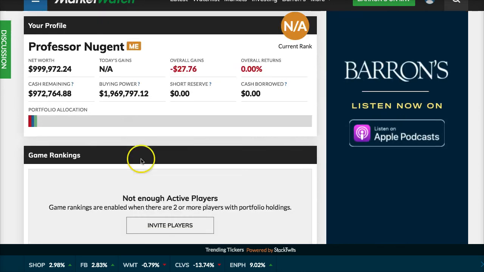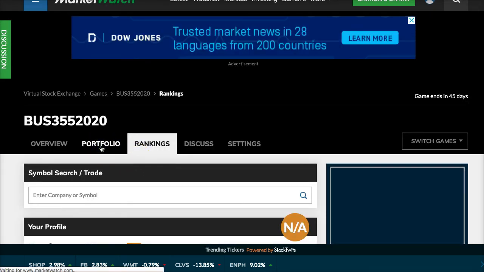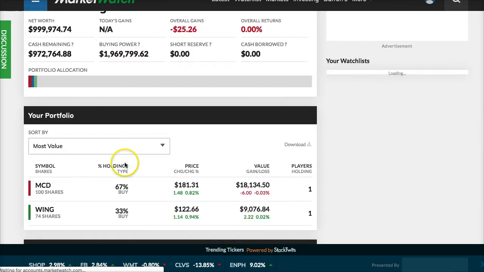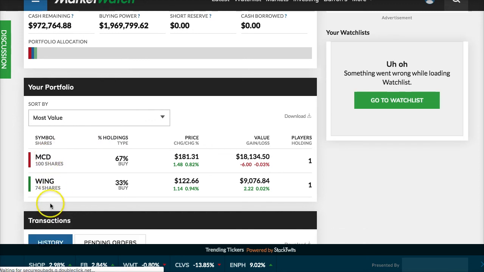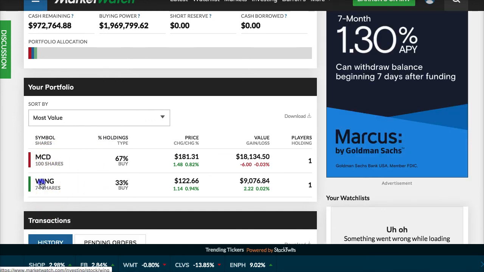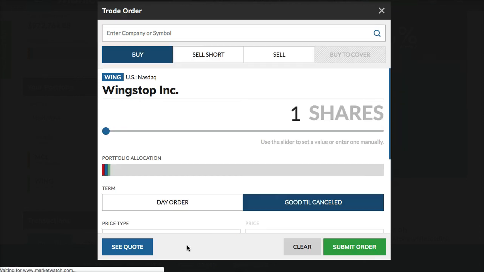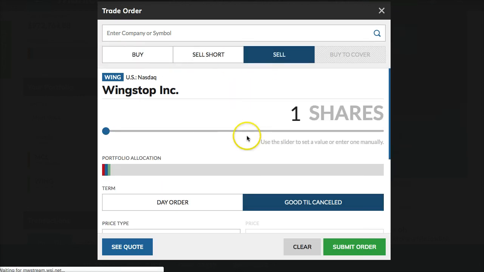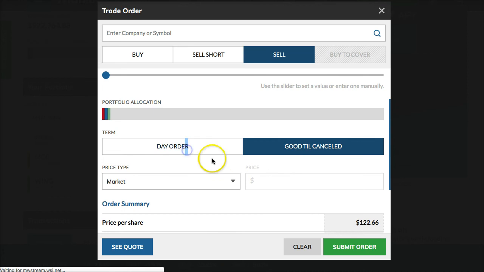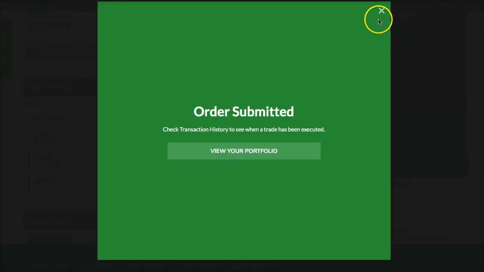So right now, if I go to my portfolio, I can see my history here. I see I have 2 trades. So if I was going to sell some of my shares here, I'm going to sell 1 share. I'm going to make it a day order and a market order, and I'm going to submit the order.